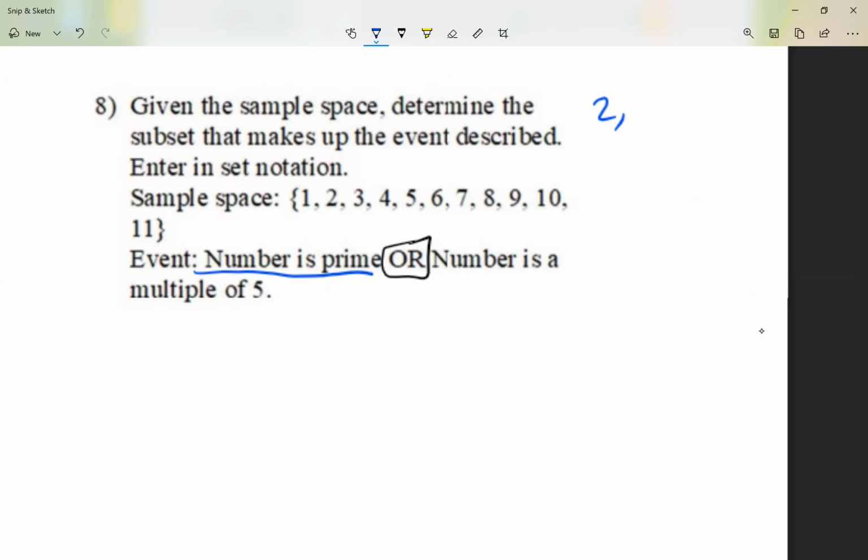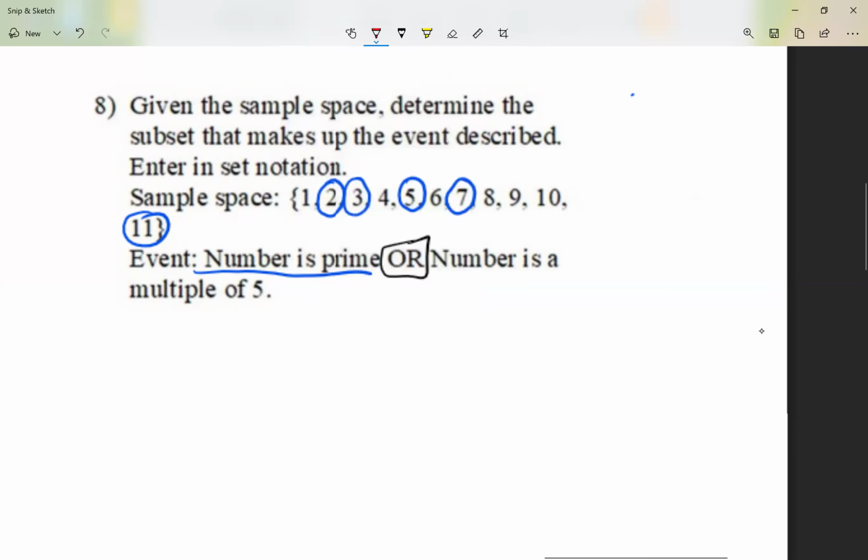2 is divisible by 1 or itself. 3 is prime as well. So actually, let me go through my list here. 1 is not prime, but 2 is. 3 is prime because it's only divisible by 1 and 3. 4 is not prime because I can divide it by 1, 4, and 2. 5 is prime, 6 is not. 7 is prime, because again, primes can only be divided by 1 and itself. 8 is not prime. 9 is not prime because I can do 9 divided by 3. 10 is not prime, but 11 is. Okay, so I circle my primes. I circle them in blue.